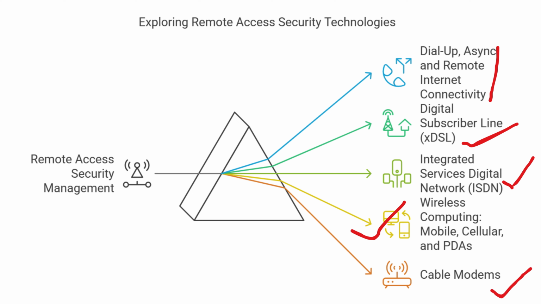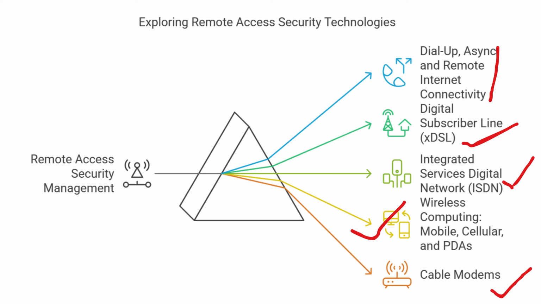Cable modems provide high-speed internet over cable TV networks. While convenient, they introduce security risks such as shared bandwidth. Unlike DSL, cable internet is often shared among multiple users in the same neighborhood, increasing the risk of data interception. And default credentials on routers. Many users don't change the default admin passwords on their cable modems, making them easy targets for hackers.